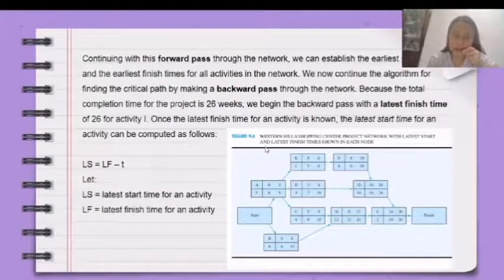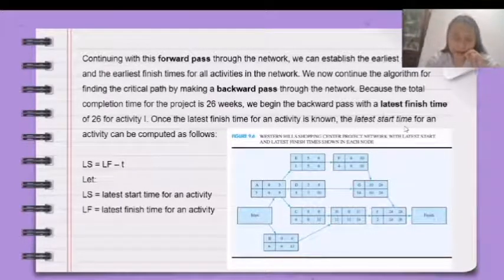Continuing with this forward pass through the network, we can establish the earliest start times and the earliest finish times for all activities in the network. So, what we did earlier was a forward pass, as we started from activity A and ended with activity I to find the earliest start times and the earliest finish times for all of the activities in this project network. But now, we will be doing a backward pass, going backwards, starting from activity I and ending with activity A to find the latest finish time and the latest start time for each activity.